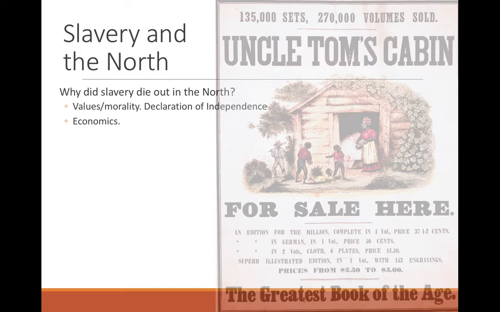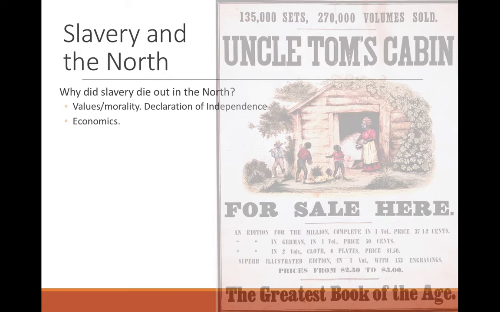Slaves were useful in the South because there were large plantations that needed lots of workers, and especially after cotton became so important, it was hard to get laborers. We had a lot of land and not enough people. And in the North, those conditions didn't exist. The soil was not as fertile. The farm sizes were smaller. And it just made less economic sense to invest a lot of money in slaves.